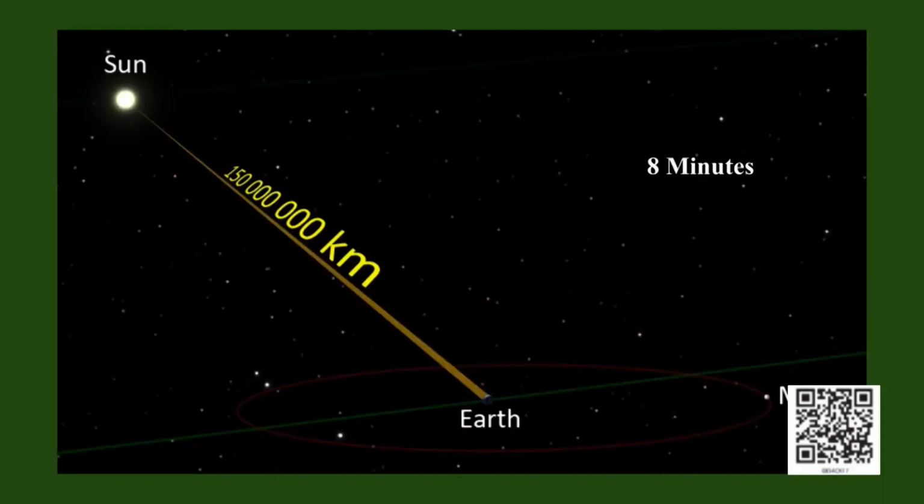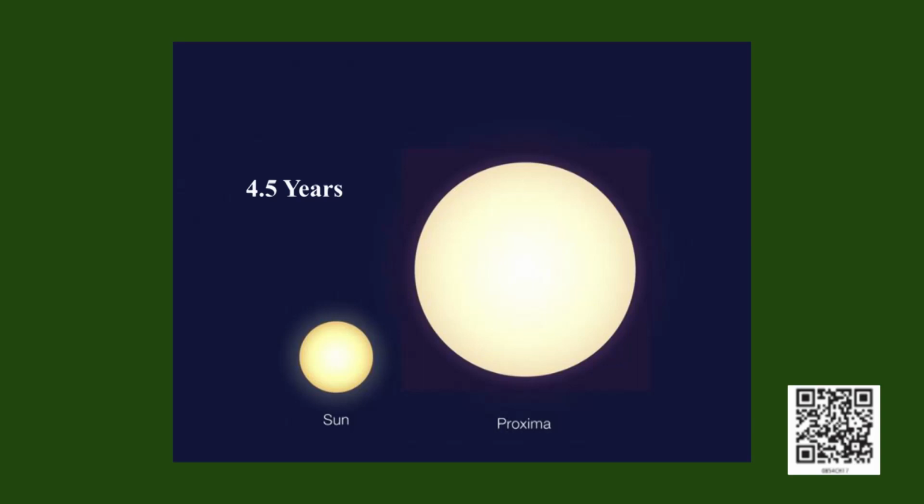To give you an idea, light takes approximately 8 minutes to travel from sun to the earth, whereas the next nearest star, called the Proxima Centauri, is so far away that light takes close to 4.5 years to travel between that star and earth.